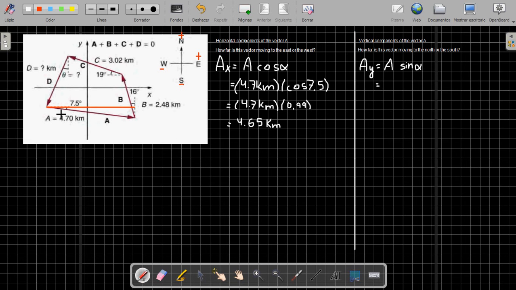In displacement A, the farmer is moving more southward than he was in his previous position. En esta ocasión el granjero se está moviendo más al sur de lo que estaba al principio. Entonces, como se está moviendo más hacia el sur, en esta ocasión el signo va a ser negativo. The vector A, we already saw, is equal to 4.7 kilometers. So we write down 4.7 kilometers times the sine of the angle 7.5. It's going to be the same angle because we're working with the same vector, 7.5 degrees.